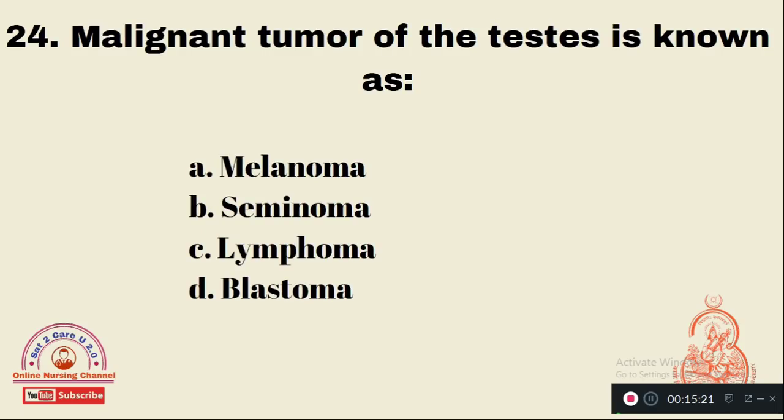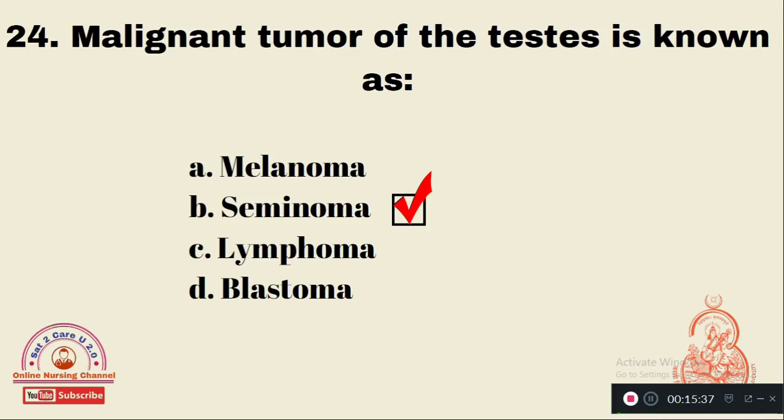Question number 24. Malignant tumor of the testis is known as A, Melanoma, B, Seminoma, C, Lymphoma, D, Blastoma. The testis tumor is known as option B, Seminoma.